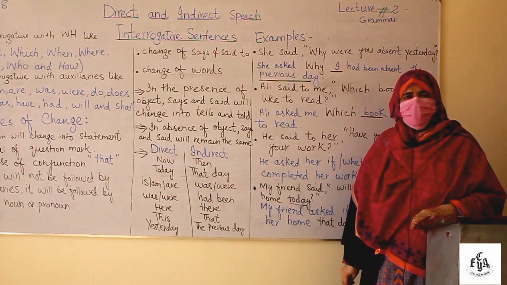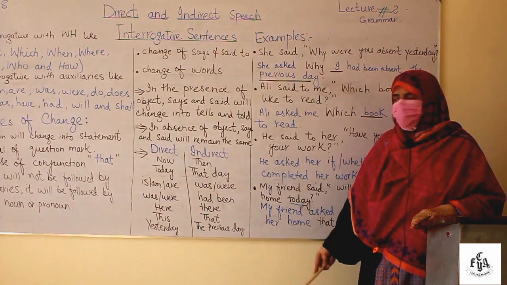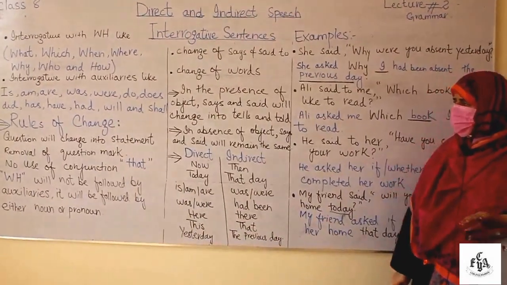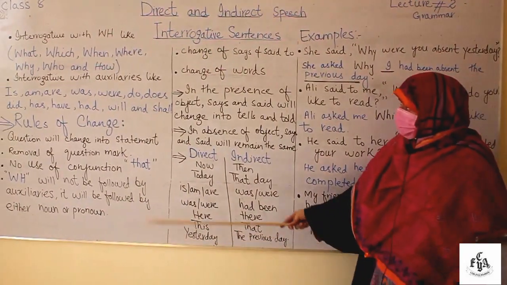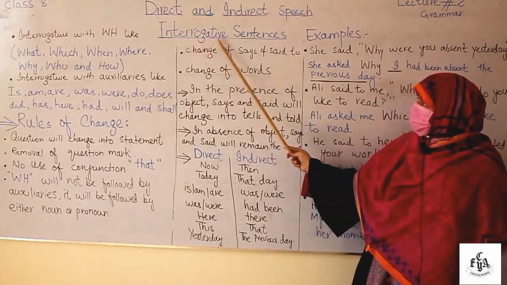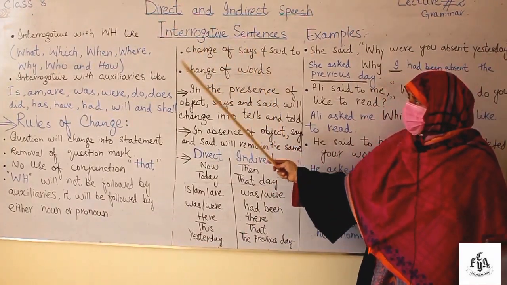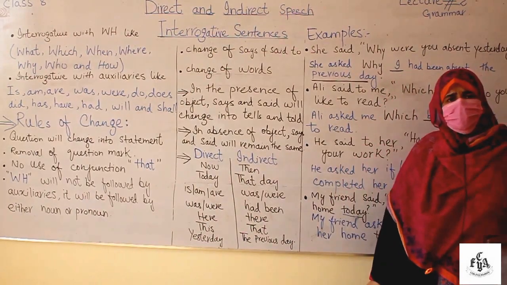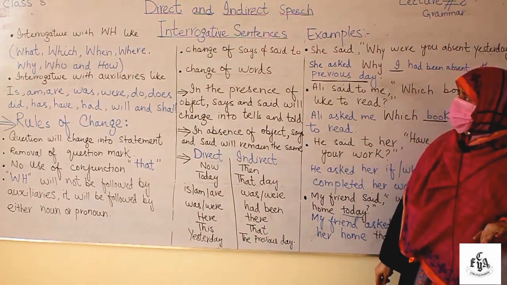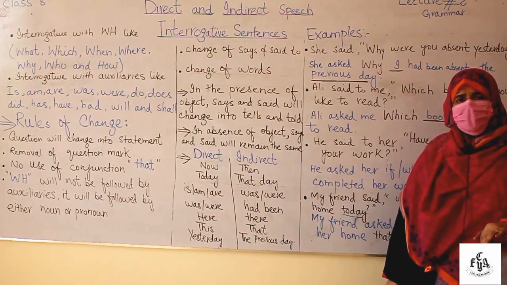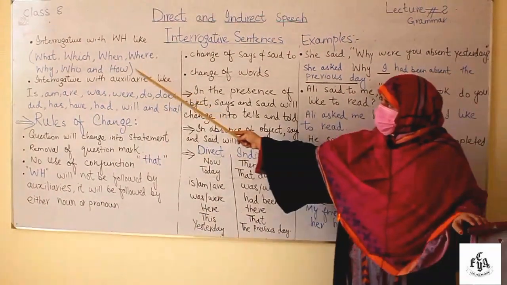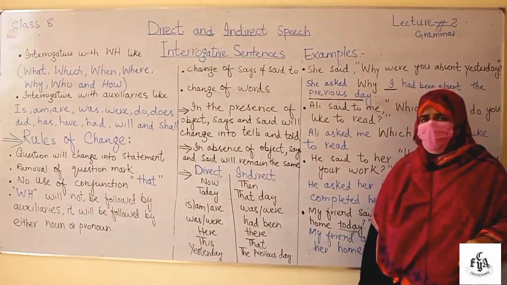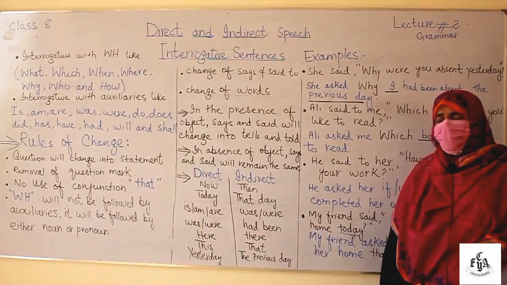Then I'll let you know what kind of changes we are going to make. Our today's topic, as I told you earlier, is interrogative sentences. There are two types of interrogative sentences. First is interrogative with WH, just like when we are using what, which, when, where, why, who and how.